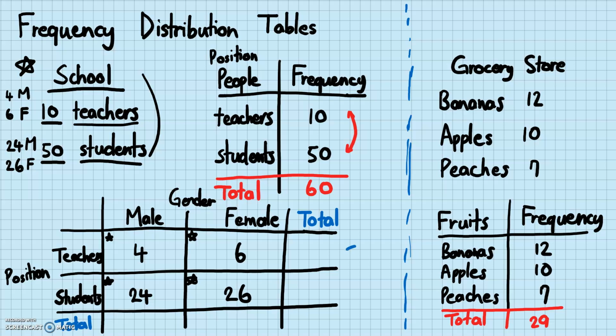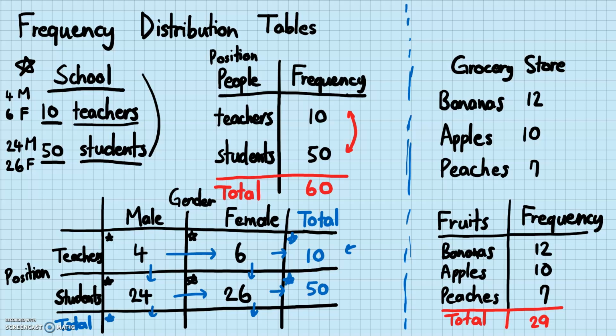So for this total right here, you're adding up this way to get the total here, this way to get the total here. For the total down here, you're adding this way to get the total here, and this way to get the total here. So if we're looking at this total right here, we're adding across. 4 plus 6 is 10. And over here, 24 plus 26 is 50.